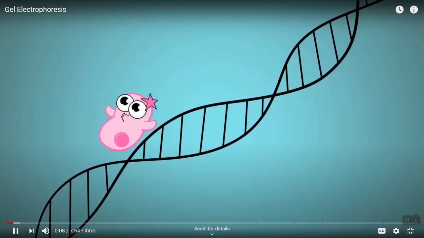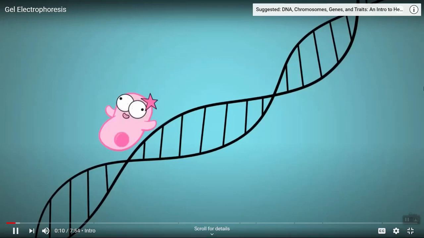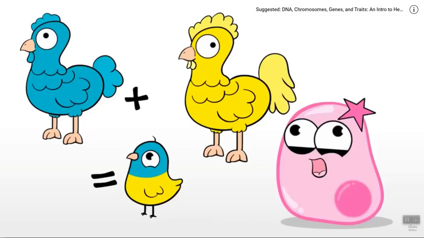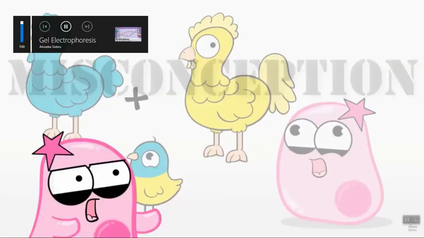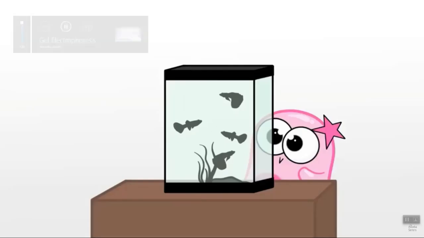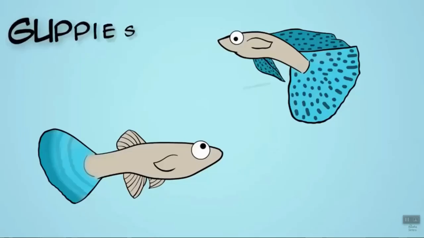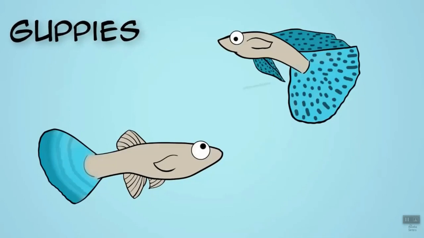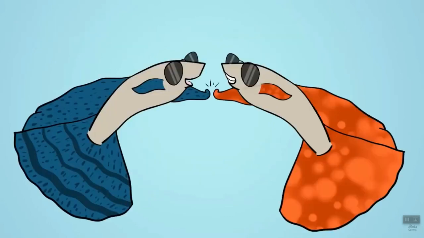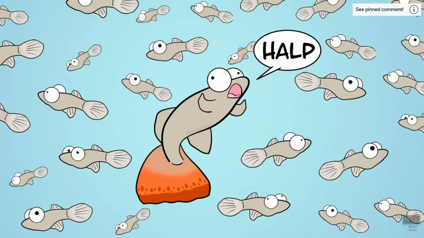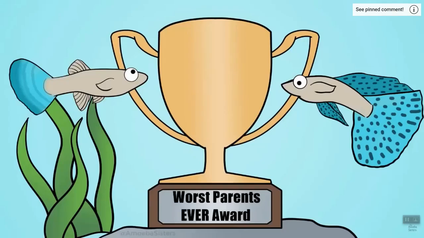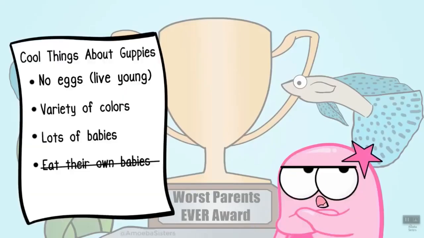When I was a young kid, I was really interested in genetics. Well, I didn't really understand genetics. I kind of thought that when two organisms had a baby, the baby was just this blend of the two. Yeah, that's a misconception. But I really saw genetics in action with my guppies. Guppies are very easy freshwater fish to keep in an aquarium. But they have two things that I think are especially cool. They have live birth, which means there are no eggs, like many other fish. And second, they have a lot of babies. They also eat their babies, but I don't think that's especially cool. So as you can see, that is not part of my cool fact list.